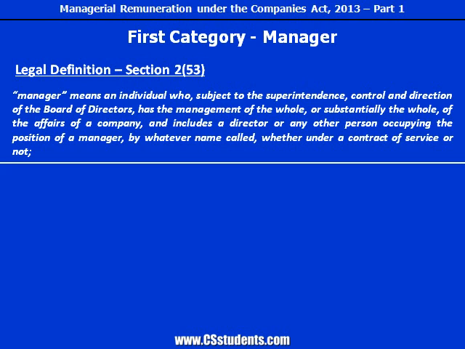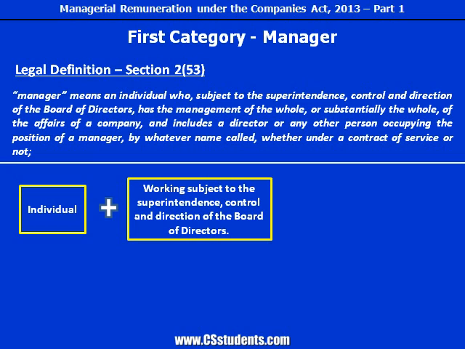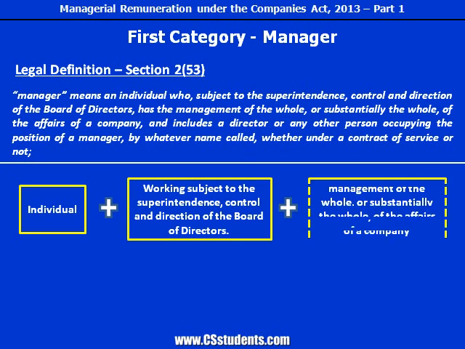So, if the person is an individual, he is working subject to the superintendence, control and direction of the board of directors. Means, there should be a direct reporting to the board. Then, the person has the management of the whole, or substantially the whole, of the affairs of a company. This is the most important point. Basically, for being a manager, the person should be the executive head of the whole, or substantially the whole, of the affairs of a company.